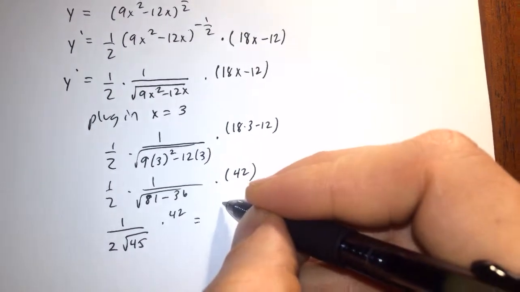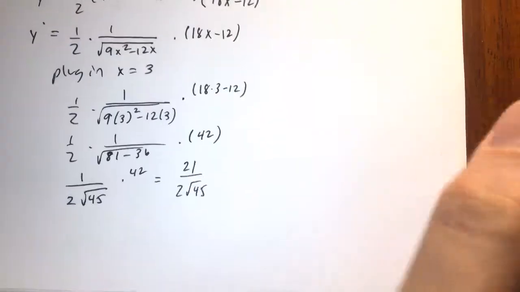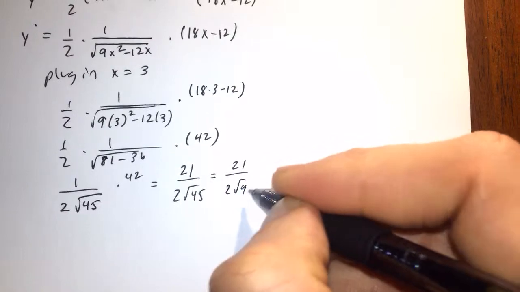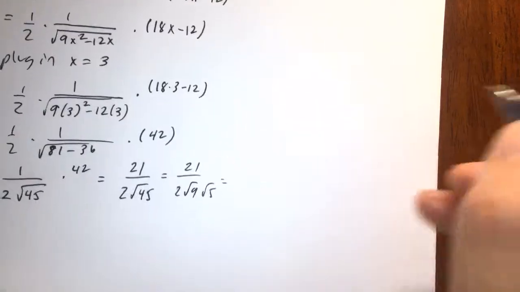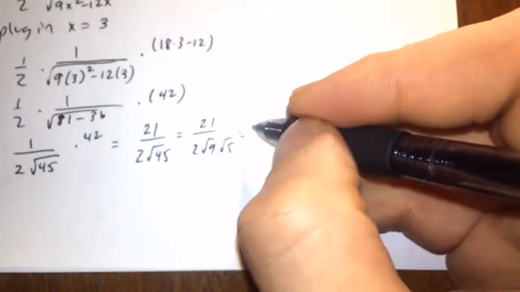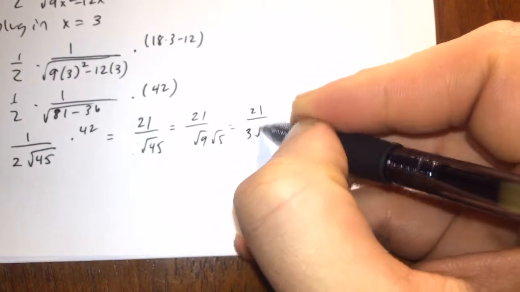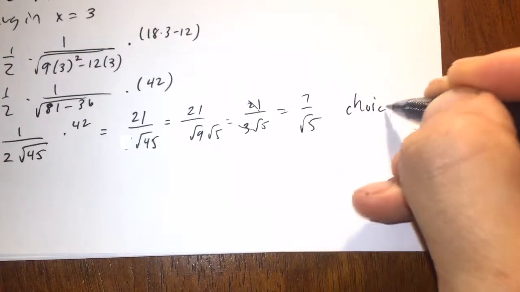So what we have here is 21 over 2 square root of 45. They probably want you to reduce this, so you should have 21 over 2 times square root of 9 times square root of 5. Basically, 2 goes into 42. This 2 shouldn't be here anymore. I apologize. So you should have 21 over 3 square root of 5. Those simplify, and you have 7 square root of 5. This is choice A.